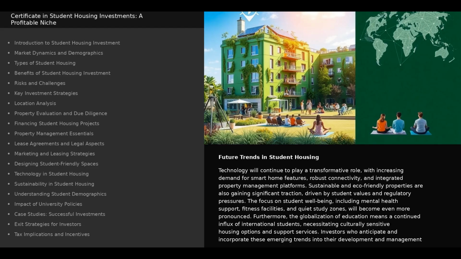Investors who anticipate and incorporate these emerging trends into their development and management strategies will be best positioned for future profitability and market leadership. Staying agile and innovative is key to thriving in this dynamic niche.